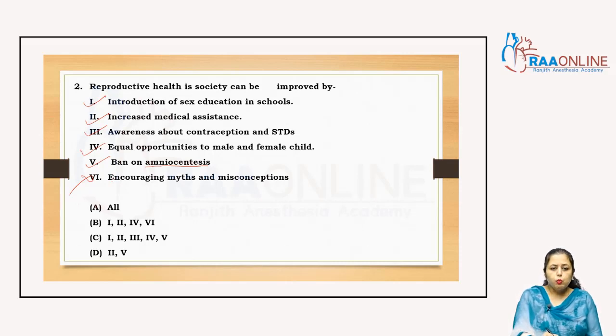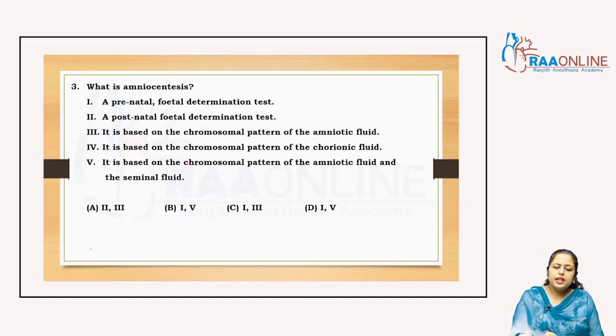So 1 2 3 4 5, that is all, no. 1 2 4 6, no. 1 2 3 4 5, exactly, and 2 and 5, but the most appropriate answer is C, right? Now come to the next question.